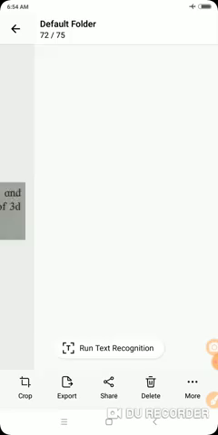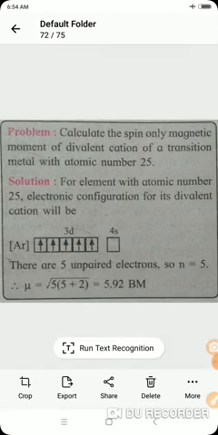Now next, this is a problem from the textbook: calculate the spin only magnetic moment of the divalent cation of a transition metal with atomic number 25. Such type of problems can be asked in the examination, or also in competitive exams. This is a very important formula, the spin only formula. Calculate the spin only magnetic moment of the divalent cation of a transition metal with atomic number 25.